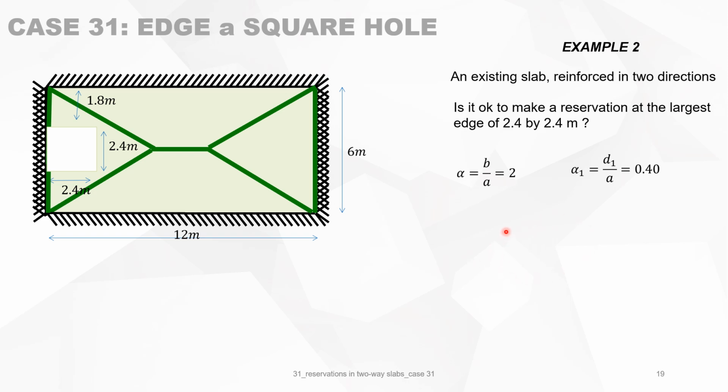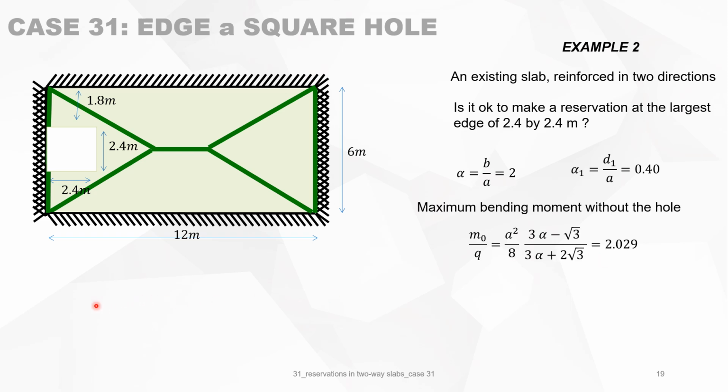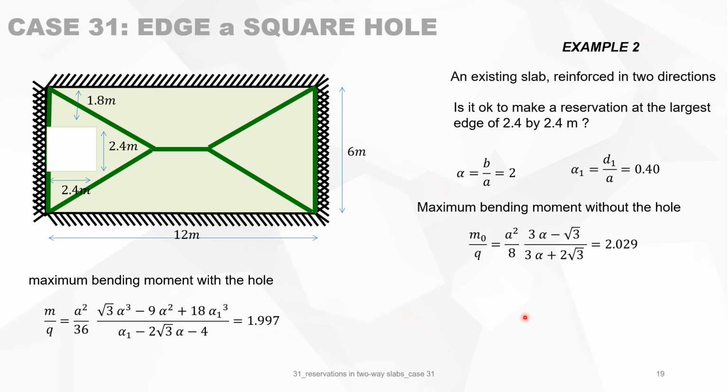This is only depending on geometric characteristics, and we find that this is 2.029. We calculate the maximum bending moment with the hole, m over q, and it's equal to 1.997. So this means that the bearing capacity, or 100 times m0 over m, is 102. It means that the reservation, which is quite large in fact, has no loss in bearing capacity.